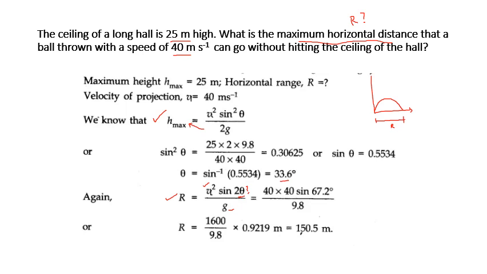40 into 40. So the value will be 0.30625. This is nothing but sine square theta. So take the square root. What is sine theta? 0.5534. So theta is equal to sine inverse of 0.5534. So theta will be 33.6 degrees. Now you can find out R, the maximum horizontal distance. So substitute theta value as 33.6 degrees. Sine 2 theta: 2 into 33.6 degree is nothing but 67.2 degrees. So 40 into 40 sine 67.2 degrees divided by 9.8. So what is the maximum horizontal distance? 150.5 meters.